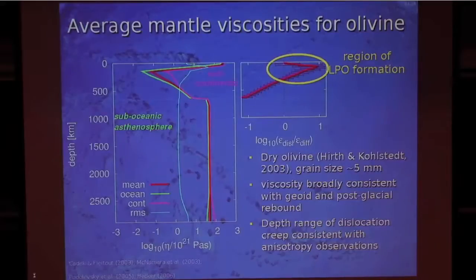If you set up a global circulation model with a diffusion dislocation creep rheology, then you have some sensitivity to the grain size. And for the assumption of a constant grain size, for particular assumptions also on the dryness of the material, you get this sort of average viscosity here. And you get a dominance of the dislocation creep regime in the depth region, as Jean-Paul Montagnier explained, where we think that lattice-preferred orientation, the origin of seismic anisotropy due to olivine, is happening. So this is nicely consistent.